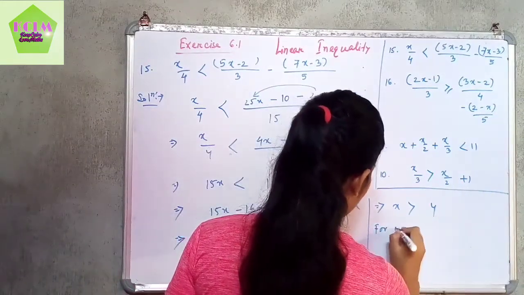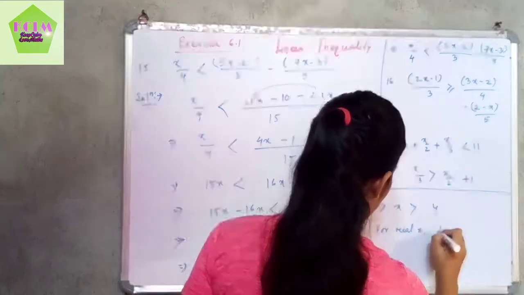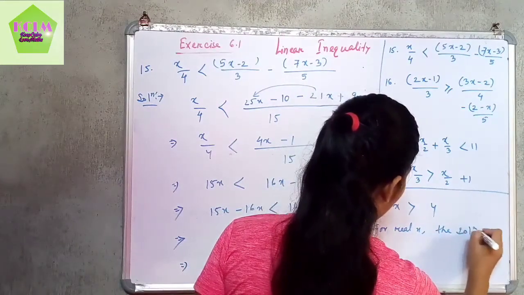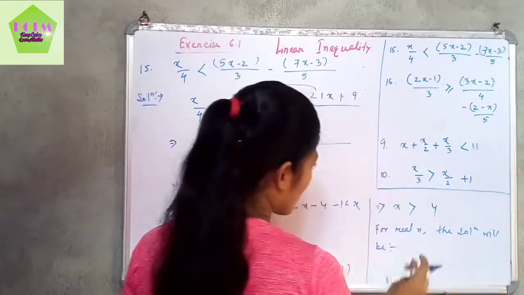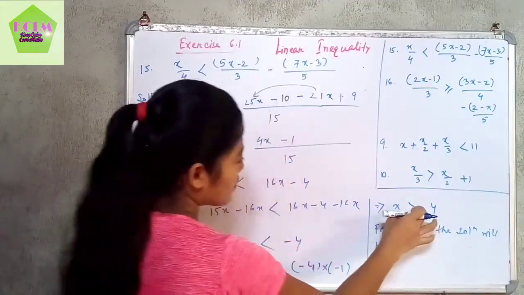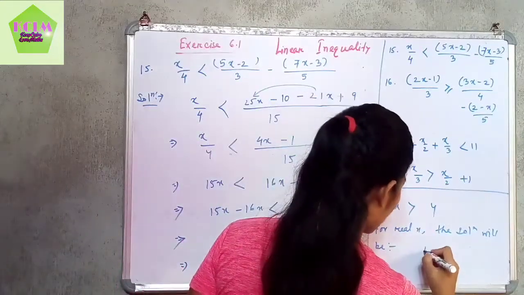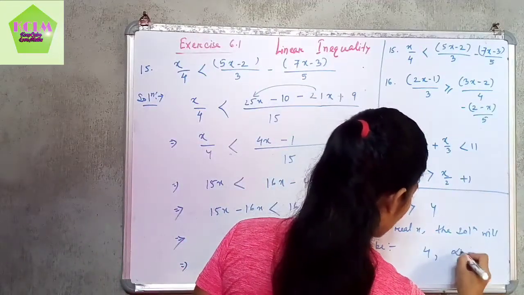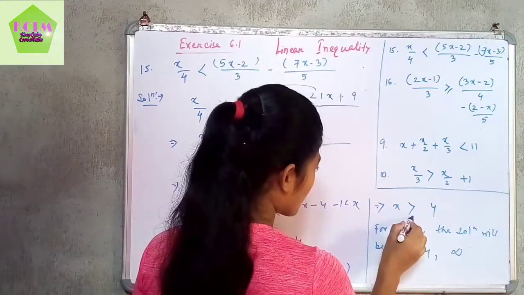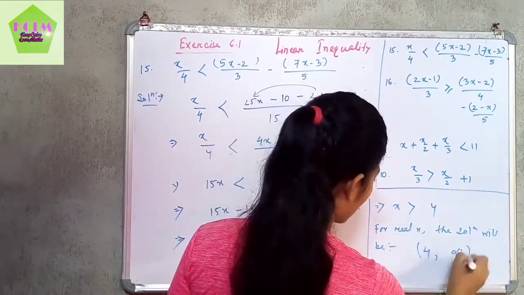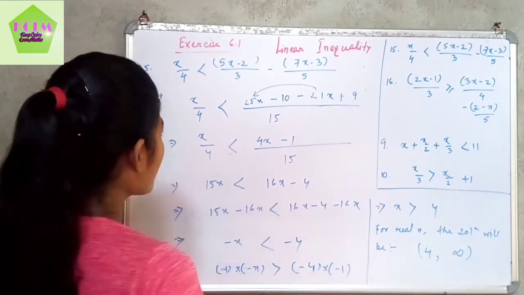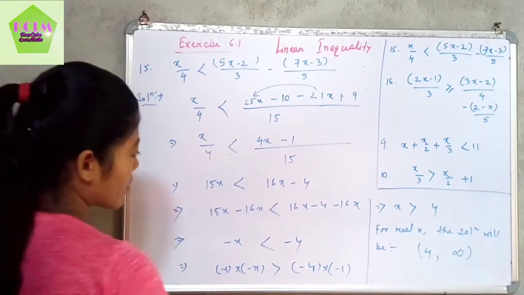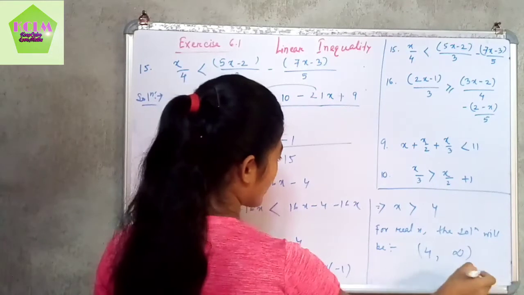For real x, what will the solution be? Since the values are greater than 4, therefore 4 to plus infinity, but since this is strictly greater than, an open interval comes here. So the real solution for this inequality will be the open interval 4 to plus infinity.